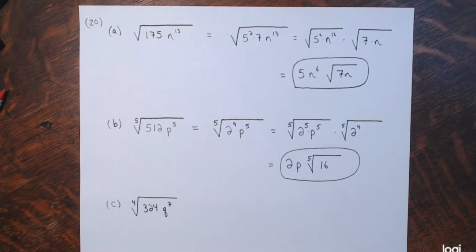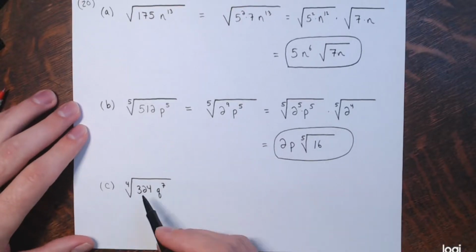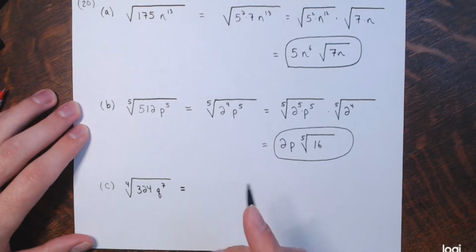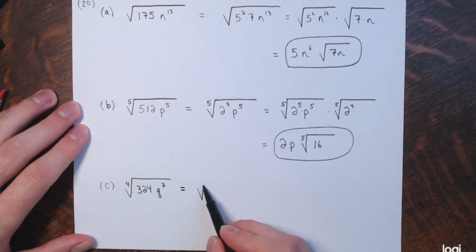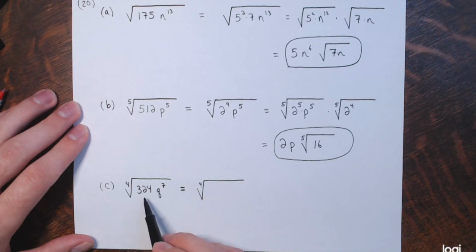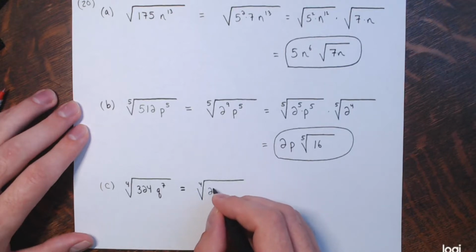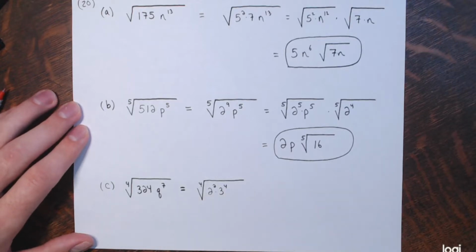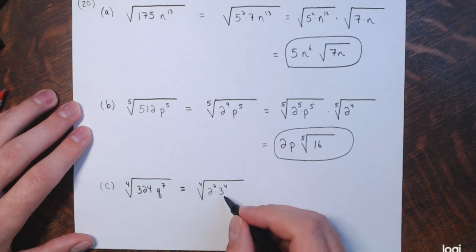Okay. Part C, another fourth root, another even root. Let's see. This is the fourth root of, now 324, that'd be 4 times 81, so 2 squared times 3 to the fourth. That's 4 times and then 81, right? 2 squared times 3 to the fourth. And then times q to the seventh, right?